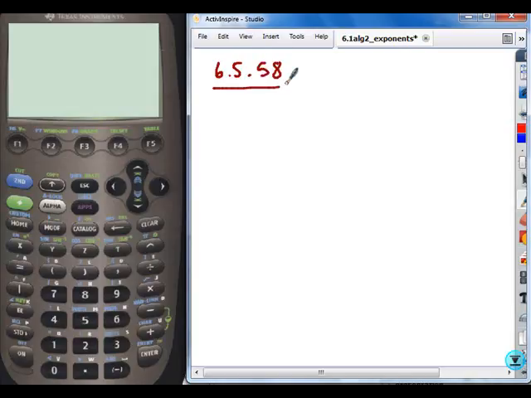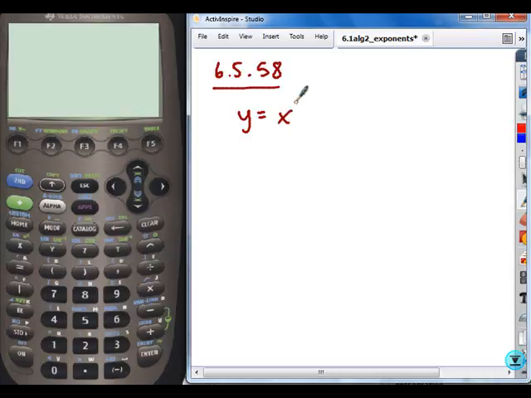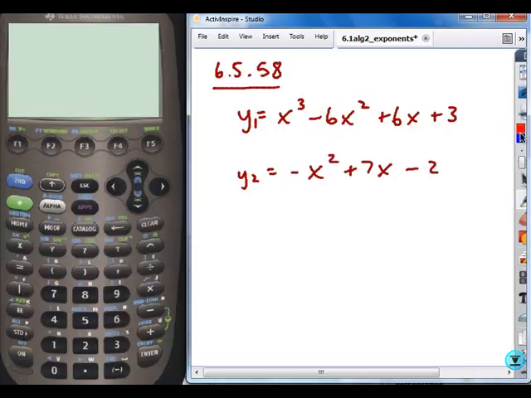Okay, these two should be solved the same way. If you took your given equation here, they have two equations. One, y is equal to x cubed minus 6x squared plus 6x plus 3. And I'm just going to call that y1. And then you have a second equation, y2, which is negative x squared plus 7x minus 2.